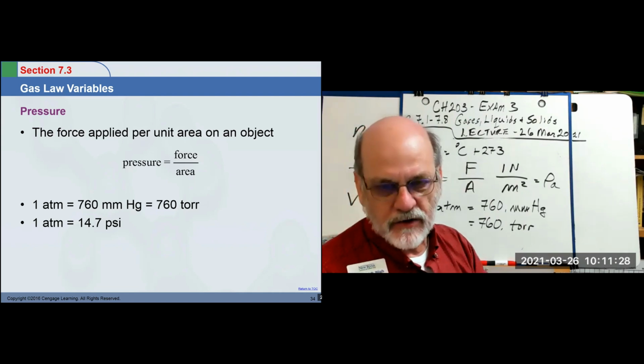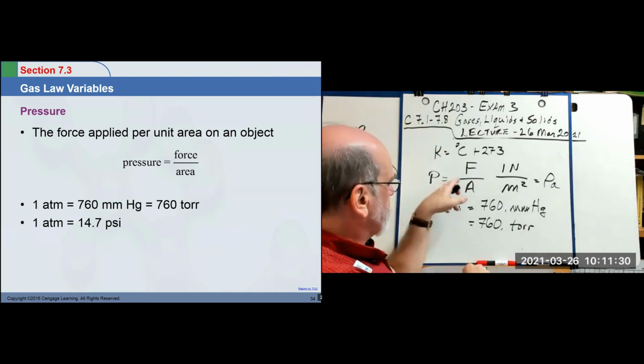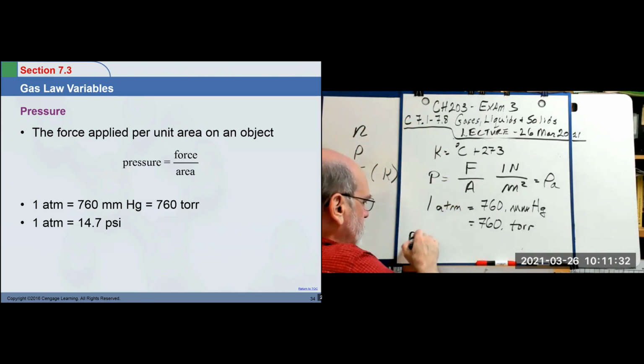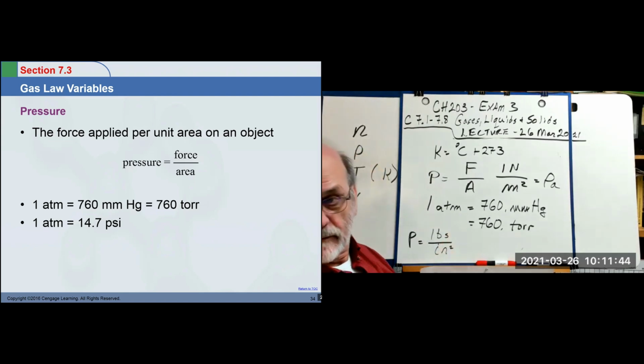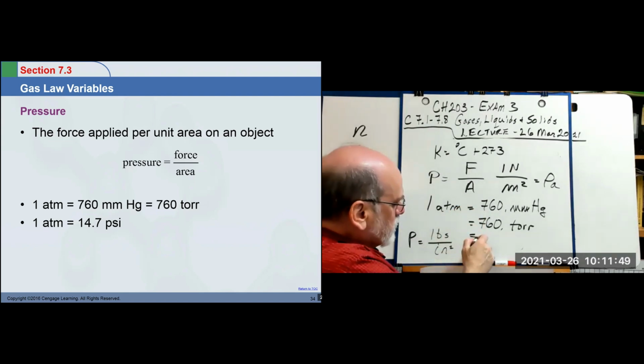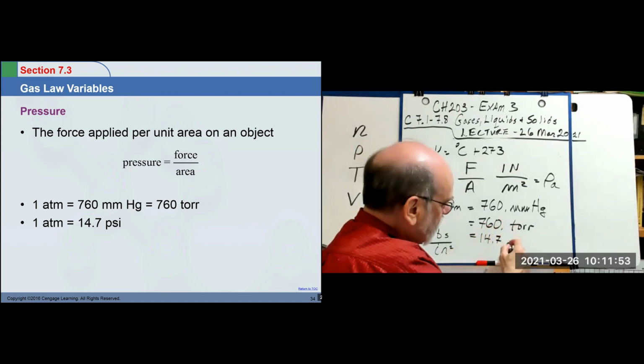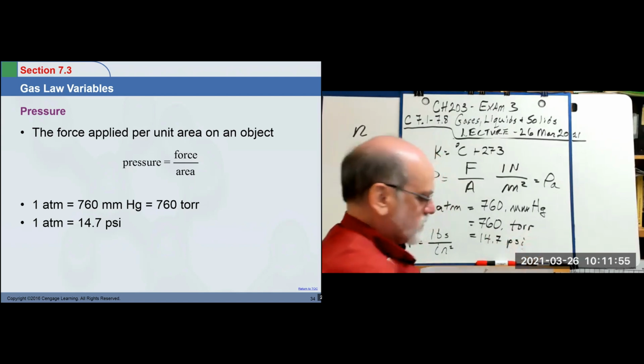Other units of measure. Well, if we measure pressure in imperial units, English units, then the force would be in pounds per square inch. And 1 atmosphere is equal to 14.7 pounds per square inch, PSI.